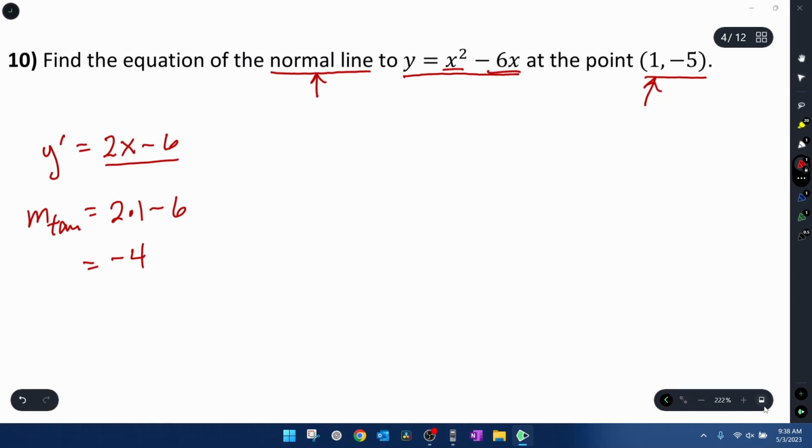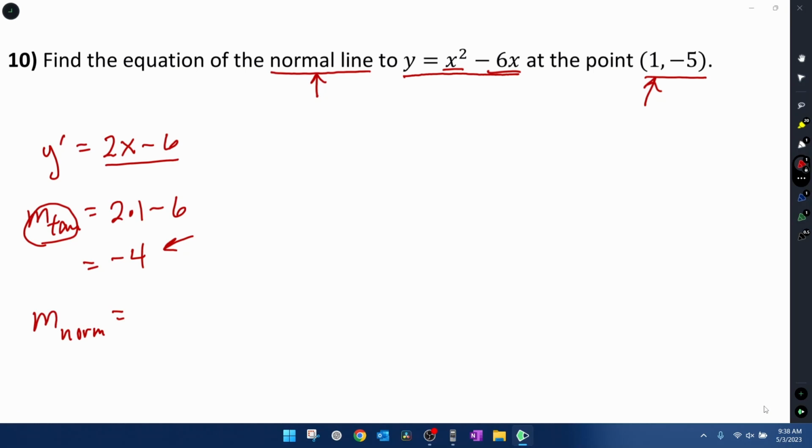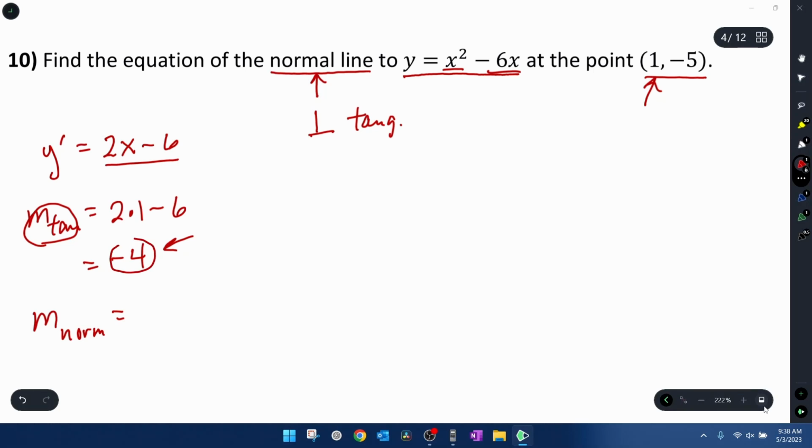Now remember, this is the slope of the tangent. Now to get the slope of the normal line, we need to take this slope and flip it and change the sign. Because if you remember, the normal line is perpendicular to the tangent line. So once we get our tangent slope, we need to make it perpendicular. Perpendicular line, flip and change the sign. So there is the slope we're going to use.